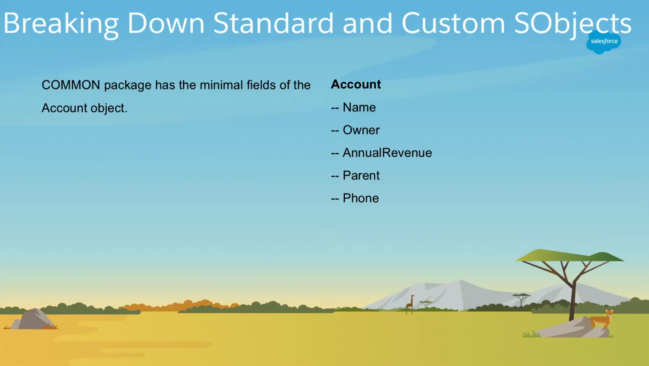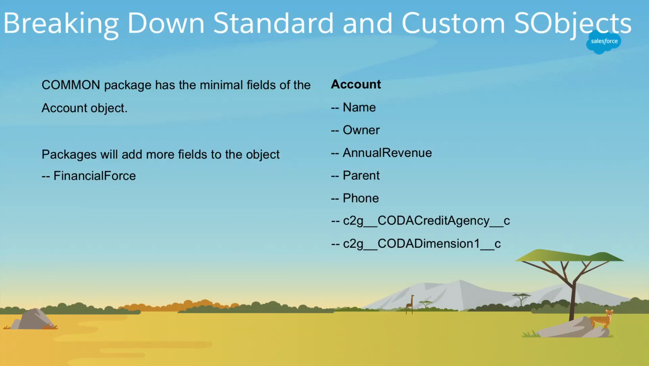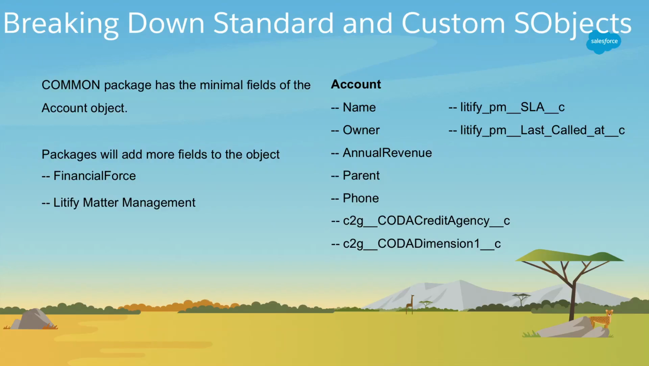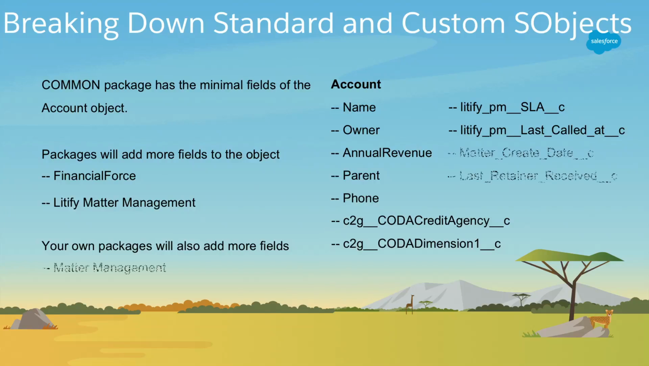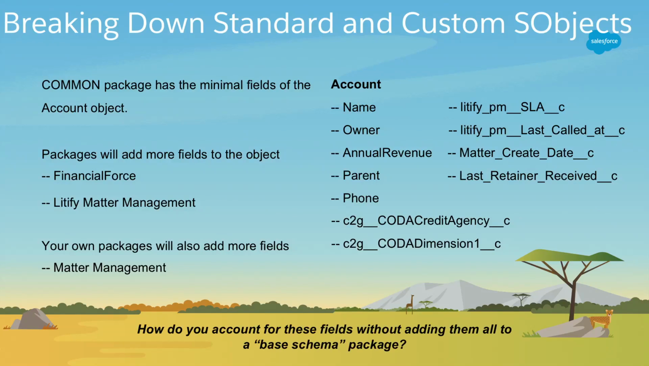So we knew that there were some minimal number of fields about the account object that we want, the standard fields, the name, the owner, the parent, et cetera, all the standard fields. But the account object can be influenced by packages that are deployed. Things like Financial Force will add many fields into the mix. Things like Litify's Matter Management added more fields. And then we knew that even our own packages would add more fields yet again. So the issue was, how do we account for these fields in our common package, when the common package does not know about these fields?